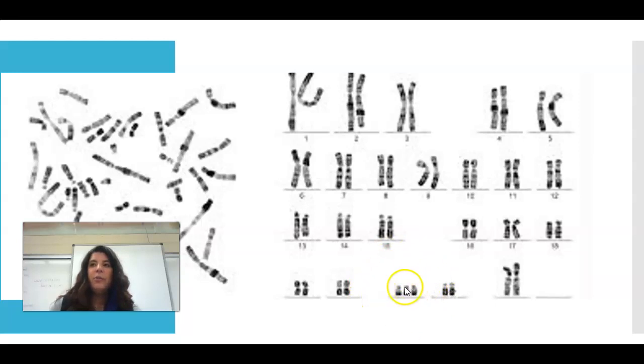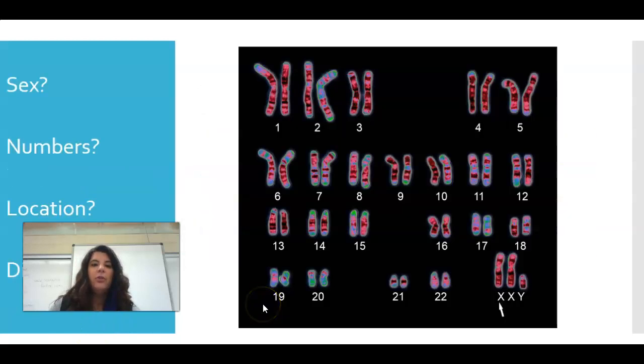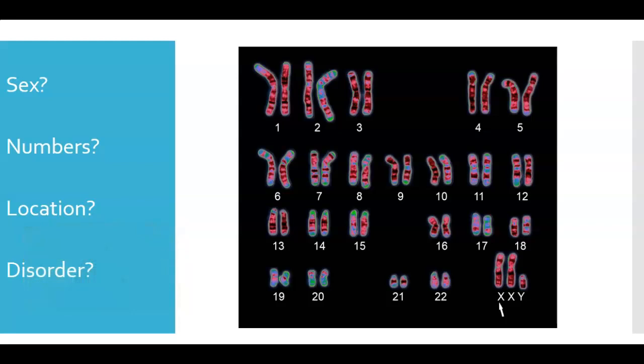Having extra chromosome number 21 is a condition called Down syndrome, probably something that you've heard about before. So let's just do one more practice here and look at this particular karyotype. So the first thing that you want to do is determine the sex of this particular child. So go down to this one.